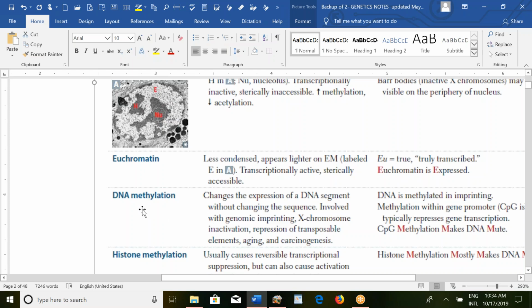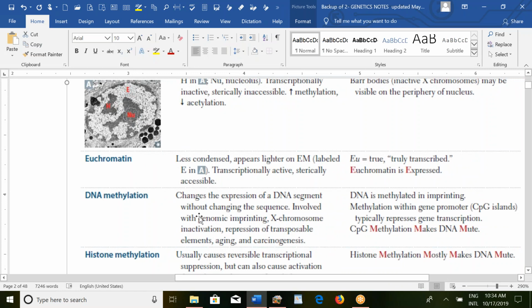Then sometimes you can find this in the questions: DNA methylation. If methyl is attached to DNA, it changes the expression of a DNA segment without changing the sequence. It is involved with genomic imprinting, X chromosome inactivation, repression of the transposable elements, aging, and carcinogenesis. DNA is methylated in imprinting, and methylation within a gene promoter typically represses gene transcription. Remember that methylation makes DNA mute. You should have clear concepts. Methylation will make it mute.